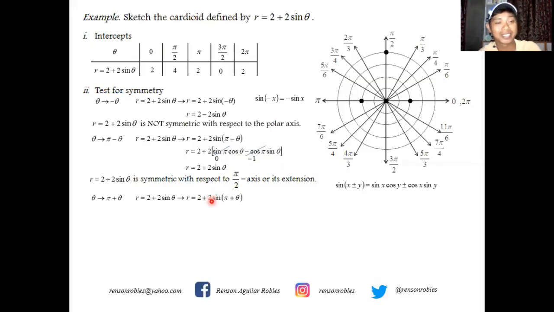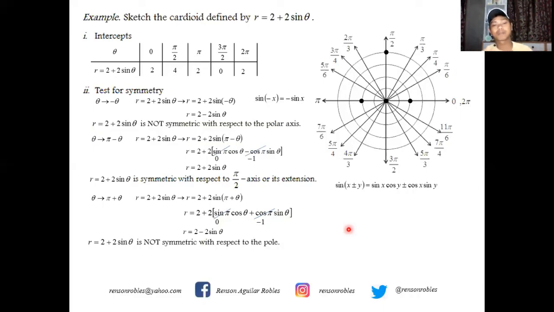Next, we replace theta by pi plus theta. So, doing the same, r equals 2 plus 2 sine of pi plus theta. And then again, by the sin-cos-cos-sin principle, r equals 2 plus 2 times the quantity sine pi cosine theta plus cosine pi sine theta. And then again, cosine pi is negative 1 and sine pi is 0. So this term will become 0 and this term will become negative. So we'll have r equals 2 minus 2 sine theta. And therefore, it did not go back to the original given. So that is not symmetric with respect to the pole.